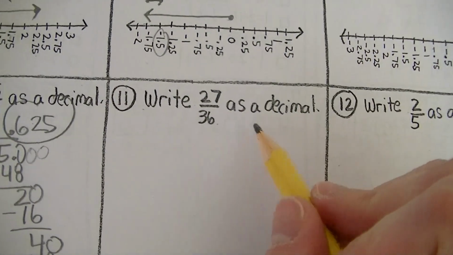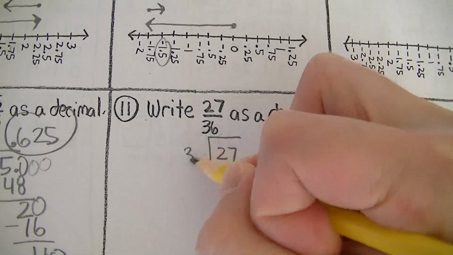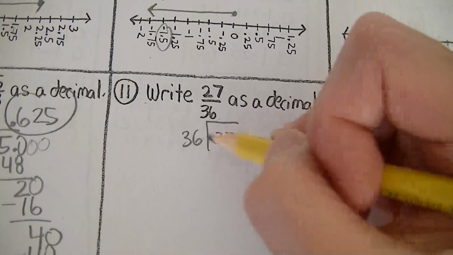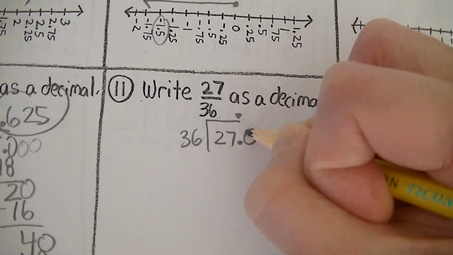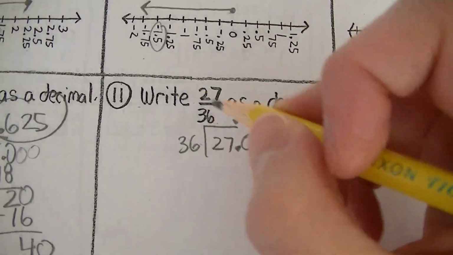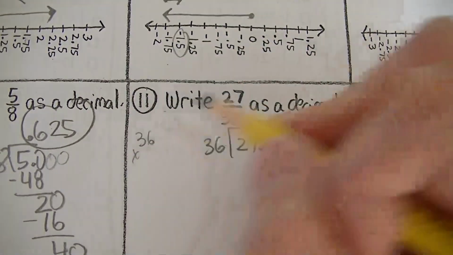Write 27/36 as a decimal, top divided by bottom. Okay, so 36 does not go into 27. So that means I'm going to have to go ahead and add a 0 right there. 36 goes into 270. Let's see, since we can't use a calculator, I'm going to just kind of go over here. I'm going to guess maybe 6 times.